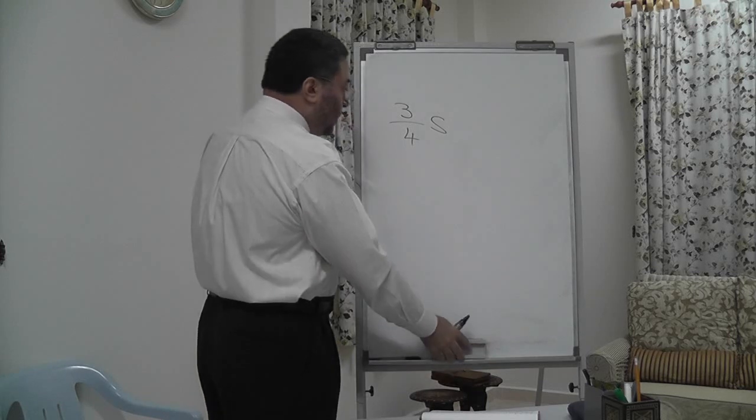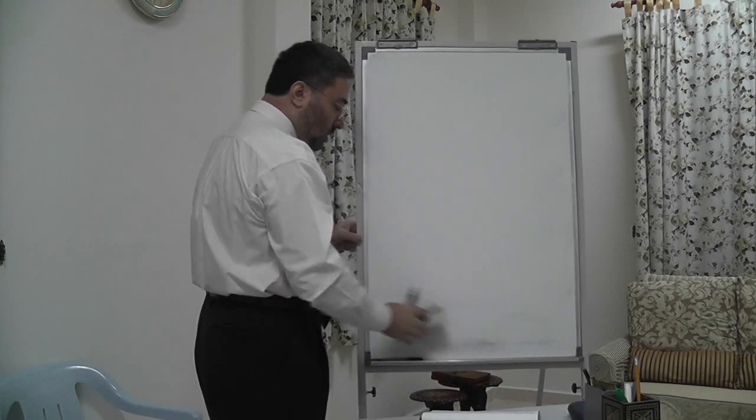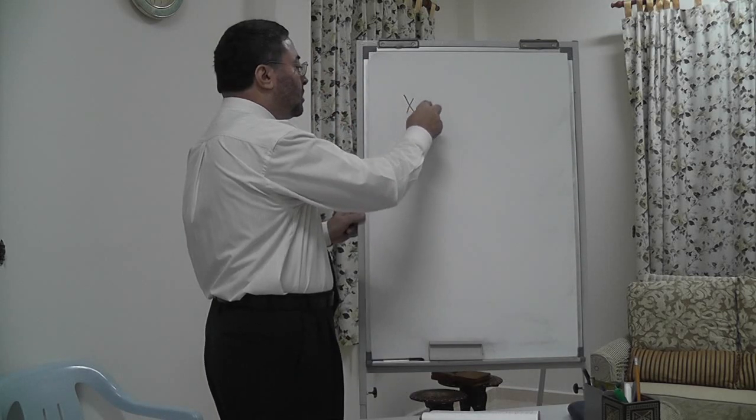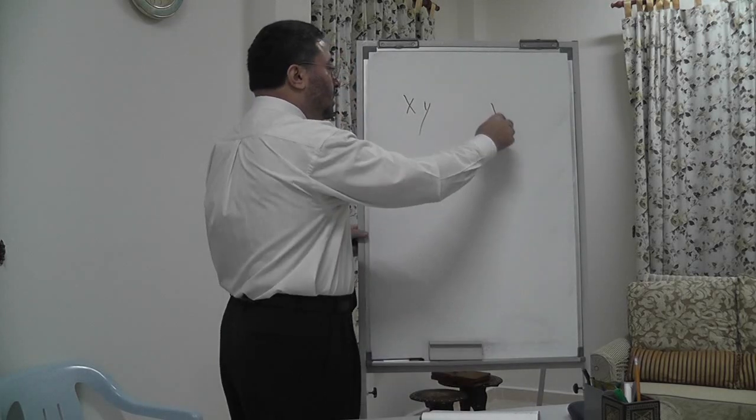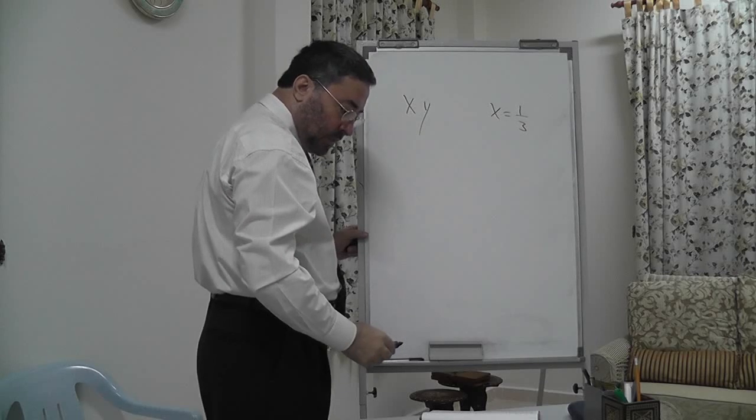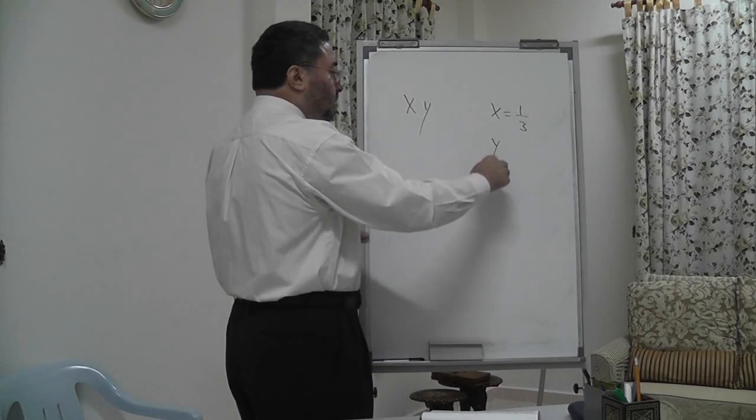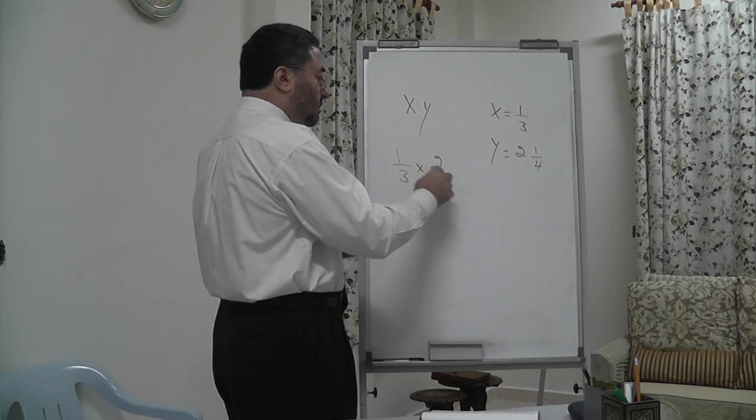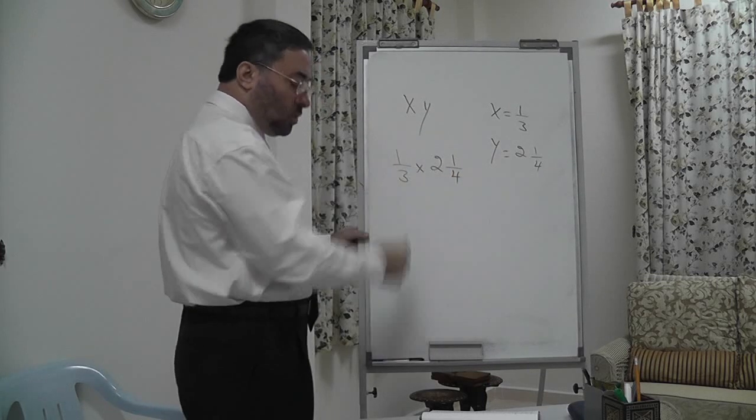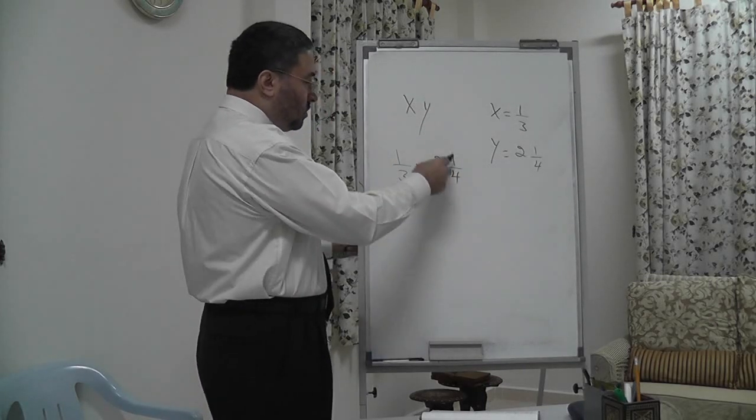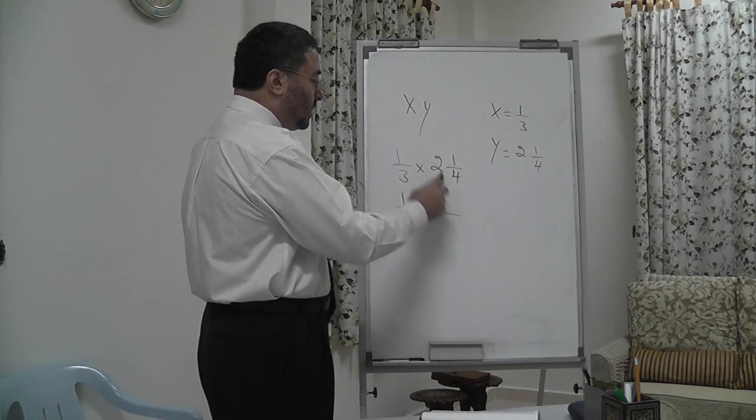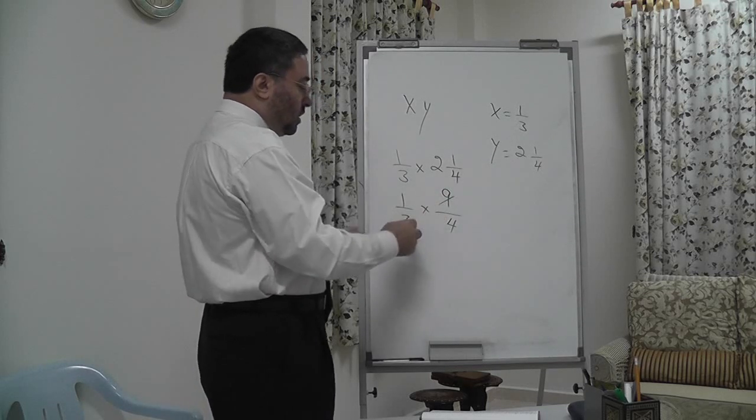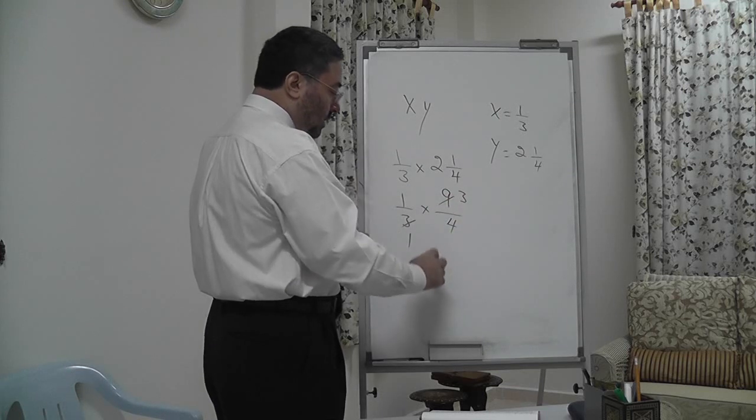Now we do the red colored questions, which are usually harder than the rest. Evaluate xy for x equals 1 over 3 and y equals 2 and 1/4. We simply multiply these two numbers. Here you need to know how to multiply fractions. In this case, we make this an improper fraction. 2 times 4 is 8, add 1, 9, and now we can multiply. We can cut here by 3, and the answer will be 3/4.